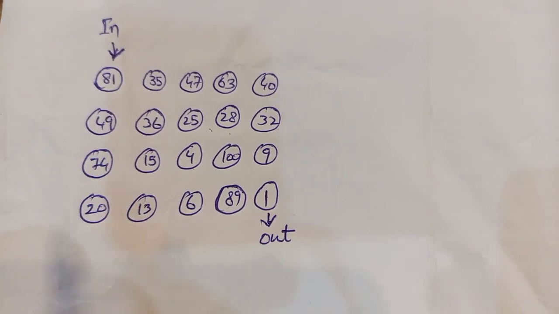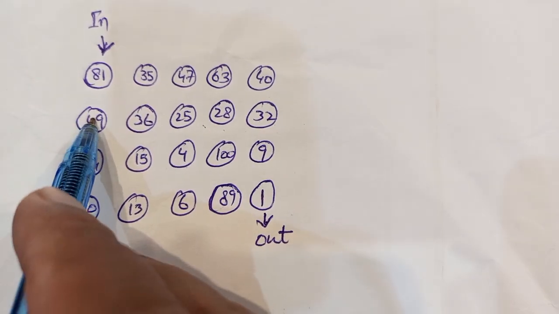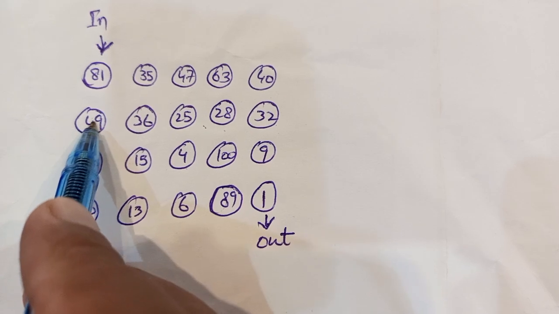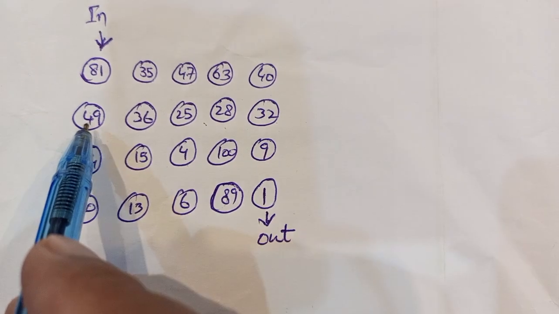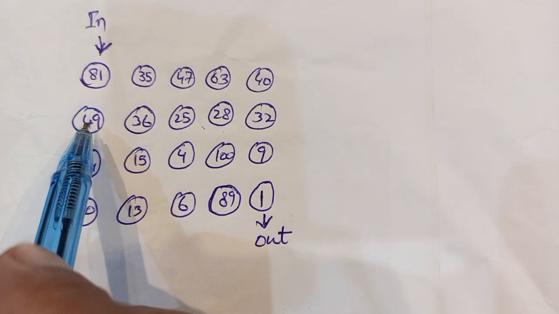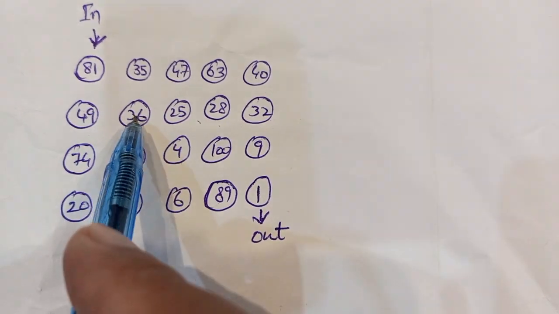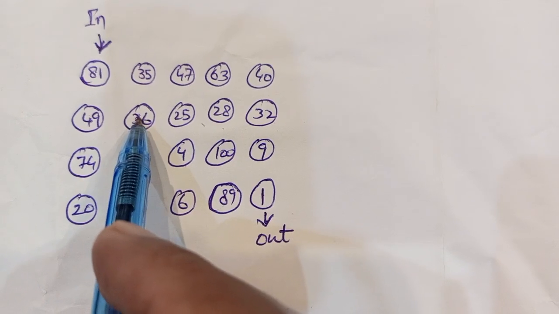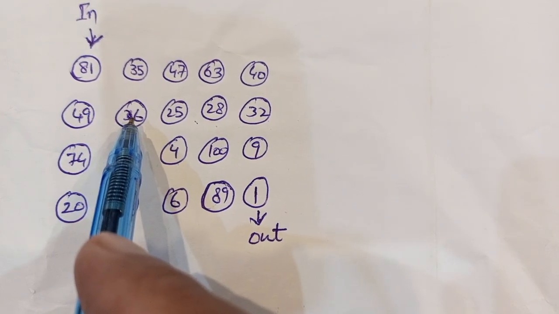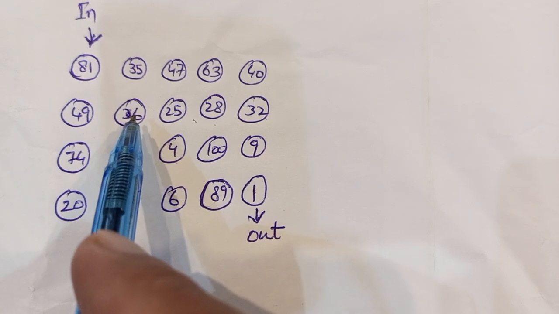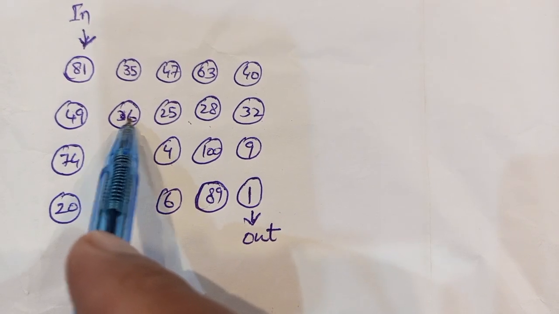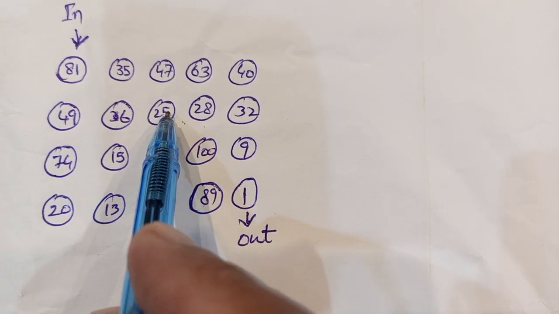So we start with 81, which is a square of 9. We move to 49, which is a square of 7. And next in the line, definitely, we have 36, which is a square of 6. To its right, we have the square of 5, which is 25.